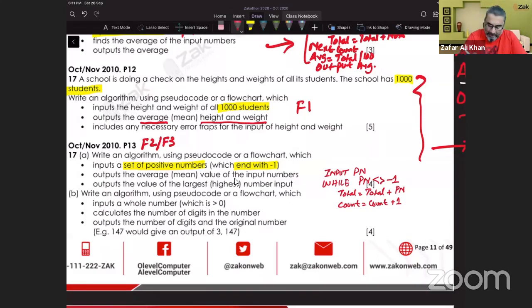Output the largest value. If positive number is greater than highest, then highest is equal to positive number. And that's about it. Now we have to input again, as I said, input before while and input before end while.